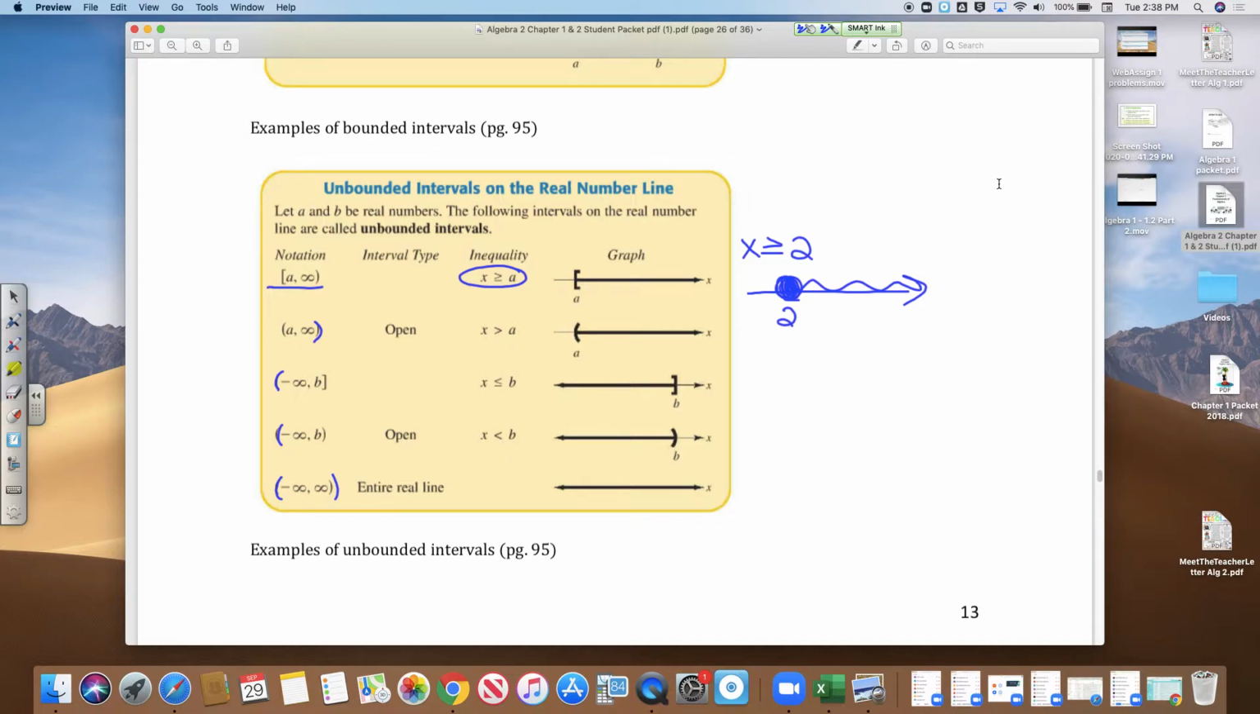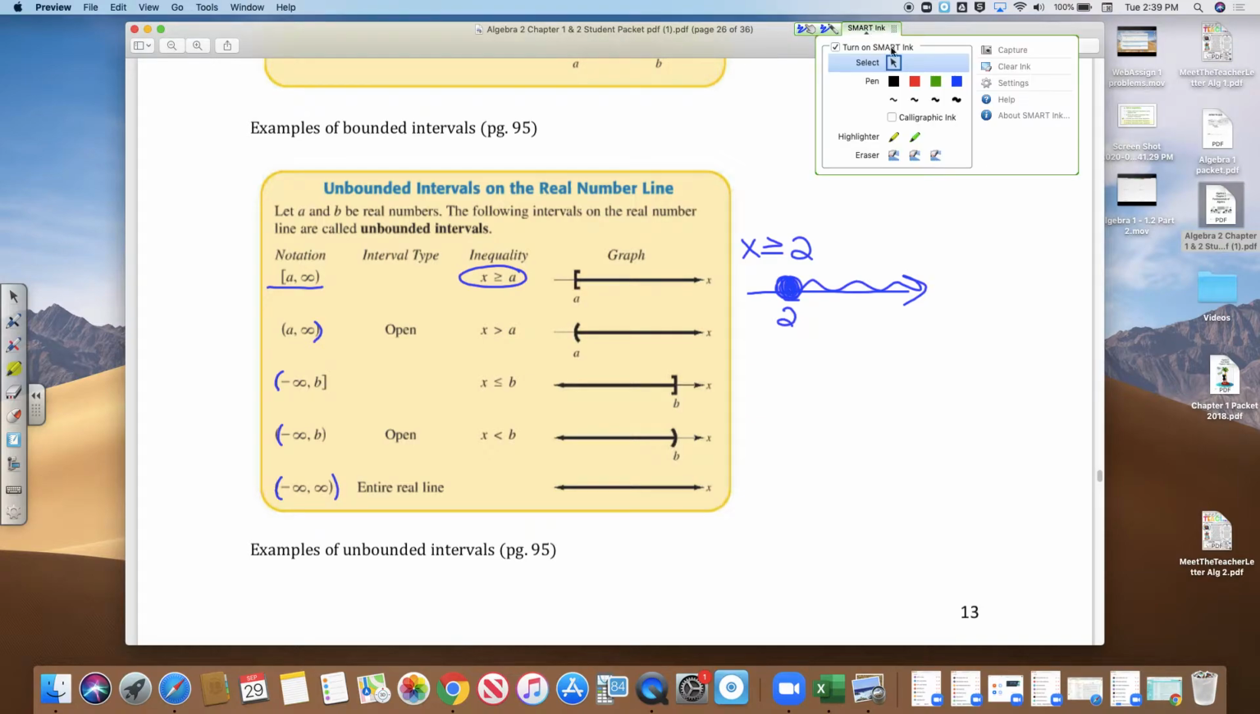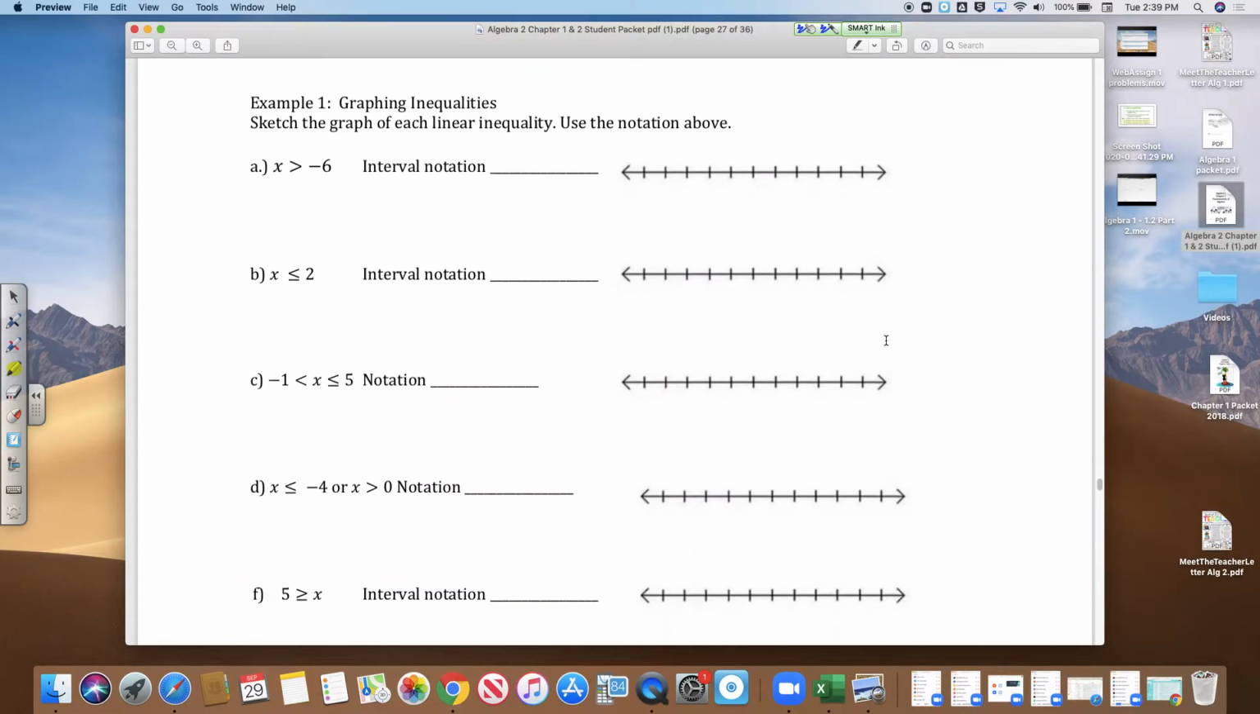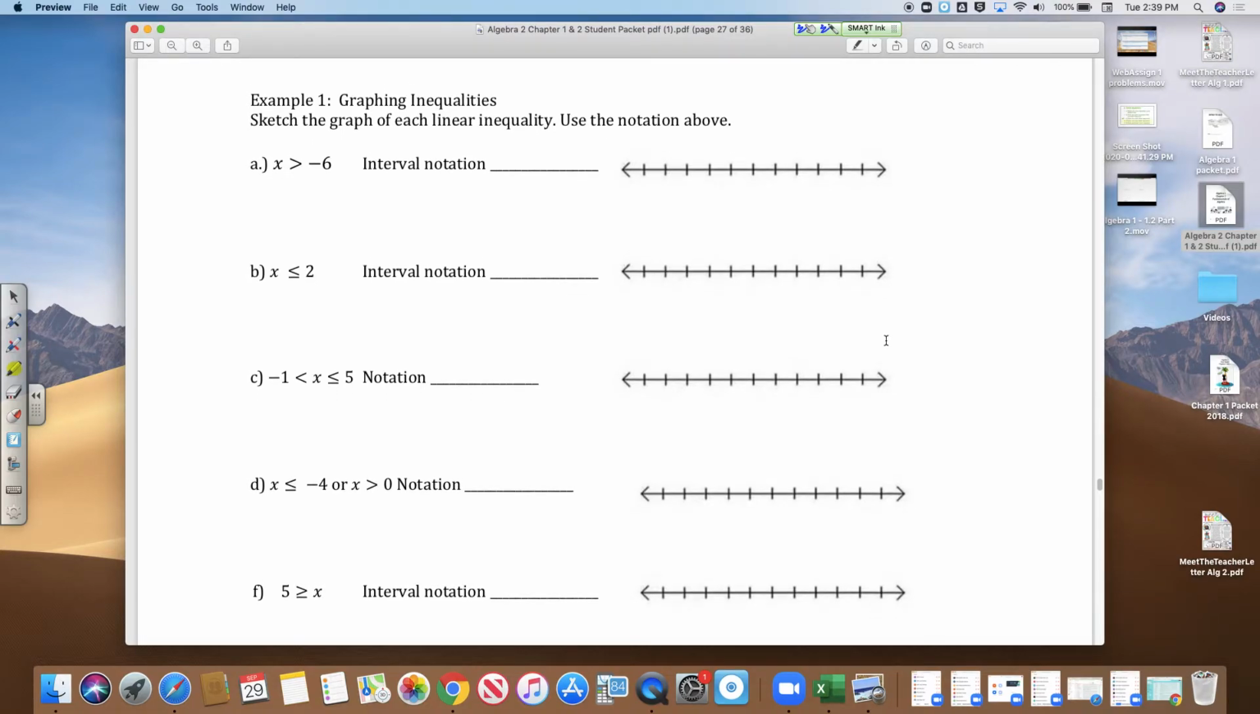Notice when you're using positive infinity, the arrow is to the right, negative infinity, the arrow is to the left. So we'll get more into this once we get to compound inequalities. But that is just a little refresher on interval notation. If we flip this over to the next page, let's go over some graphing inequalities using a number line and using interval notation as well.